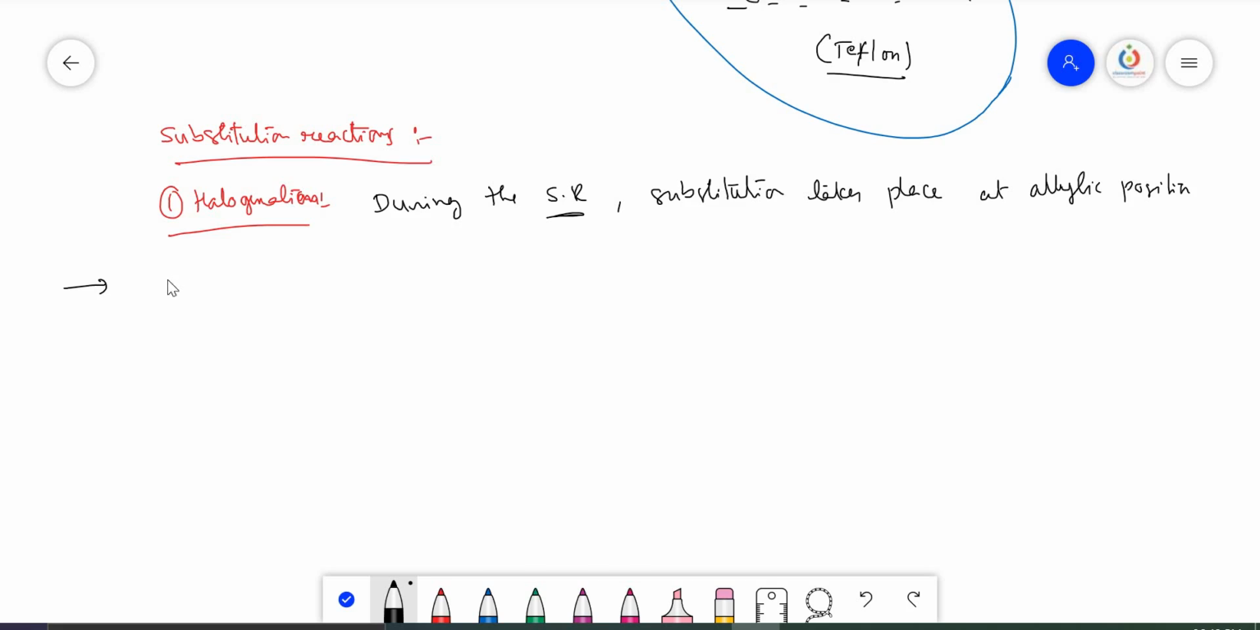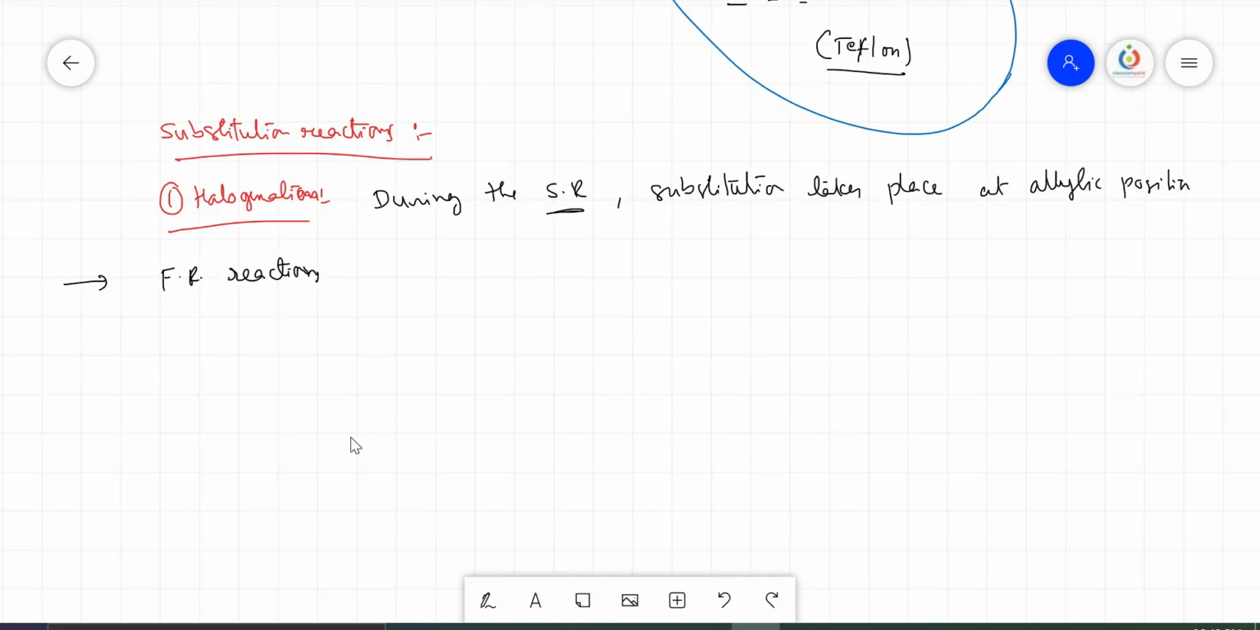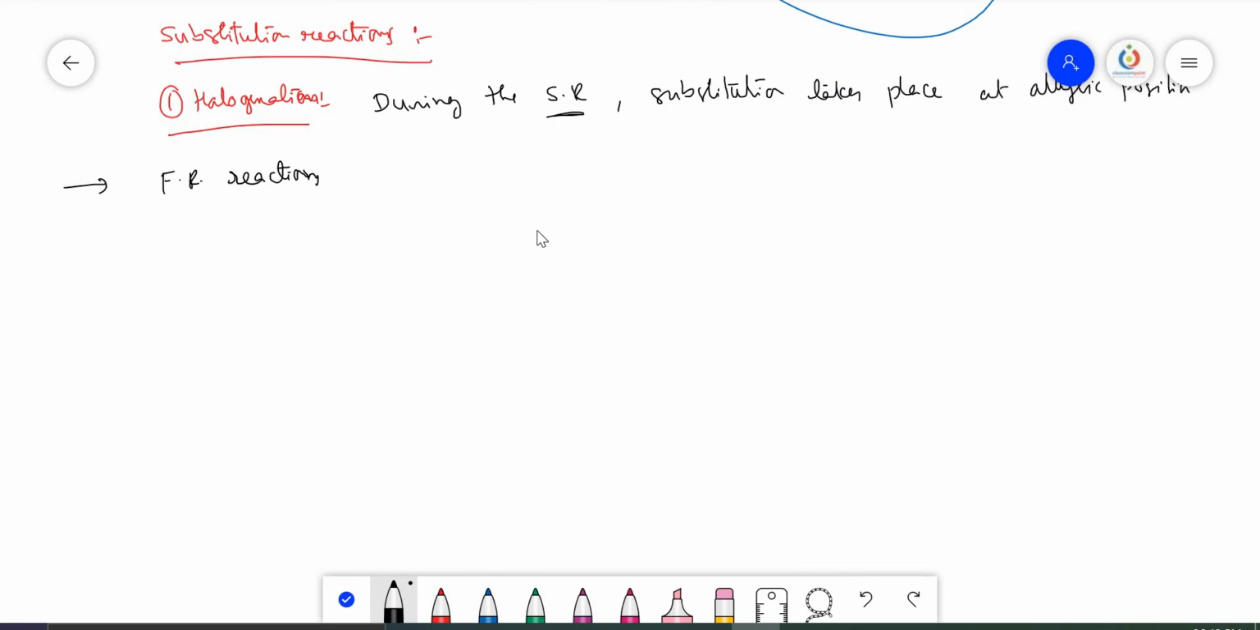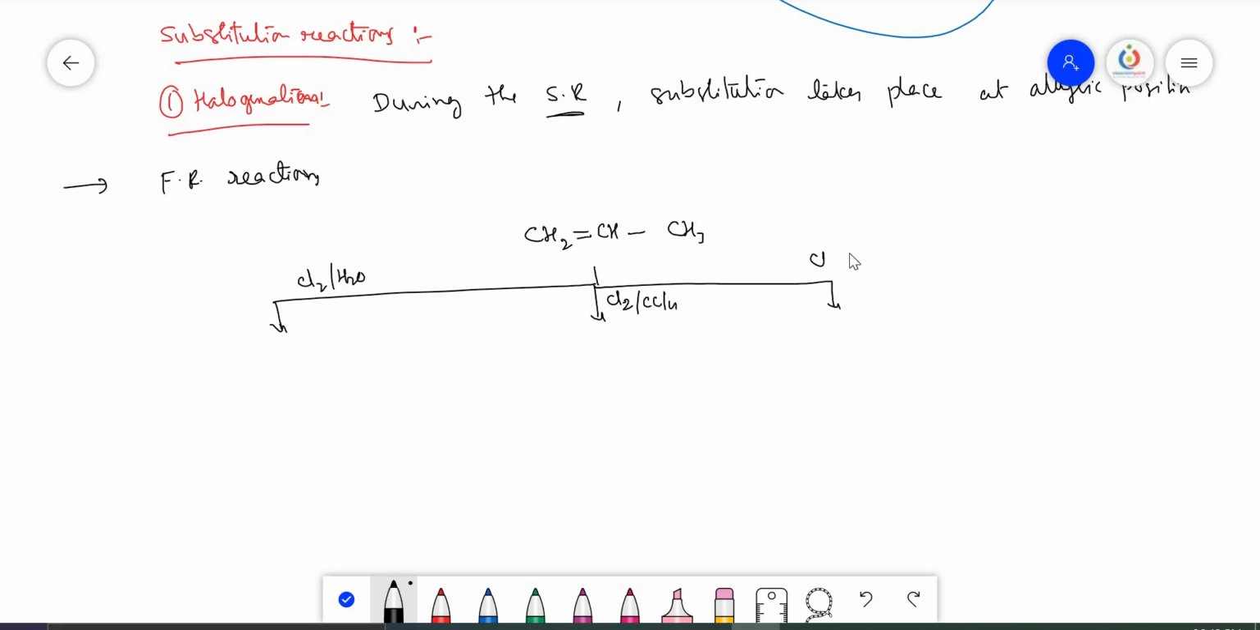All these substitution reactions are free radical reactions. So I will take one example here, a very interesting example: CH2=CH-CH3. You subject it to chlorine with H2O, chlorine with CCl4, and chlorine at high temperature, 500 degrees centigrade.